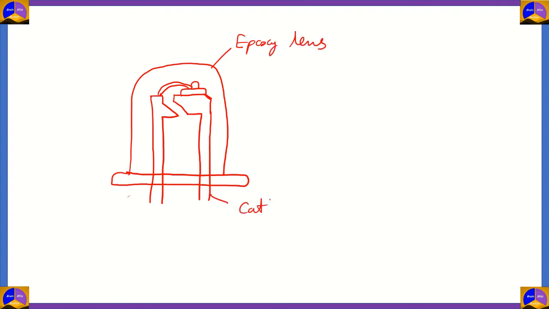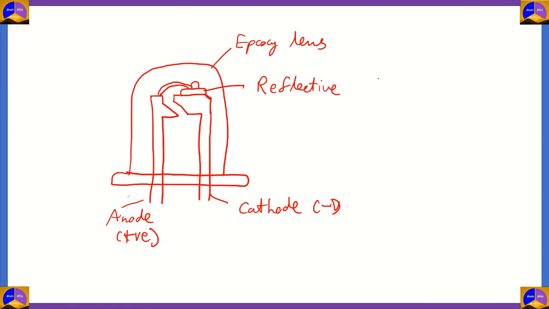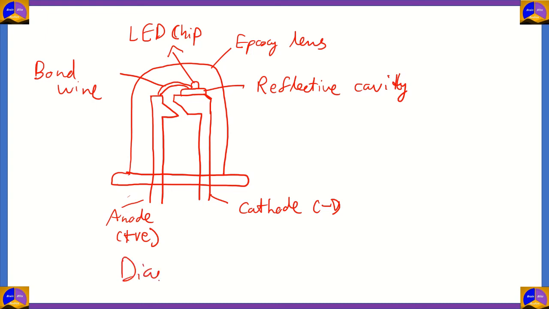This is the cathode, which is negatively charged. And this here is the anode with positive charge. And this piece of equipment right here is what is known as the reflective cavity. The reflective cavity is surmounted by an LED chip from where the light is incident. And finally, the wire that connects the anode and the cathode is known as the bond wire. So this is the diagram of an LED. This is the simplified version of it, but it contains all the essentials.